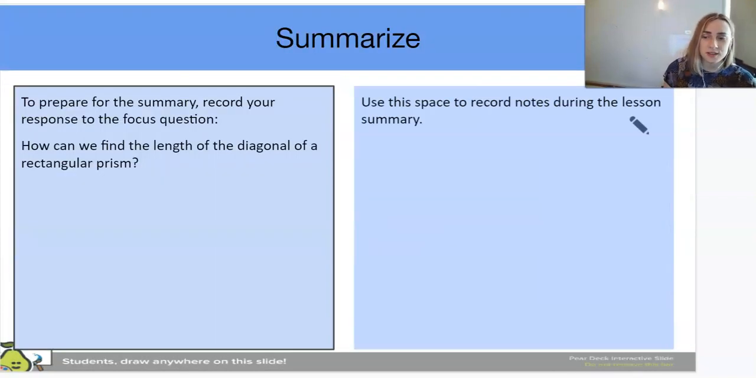So now that you've taken your time with slide F and you've made your generalization about the diagonal of rectangular prisms, we're going to summarize on slide G and go back to our big question for the lesson. You will be recording your response to the focus question on the left, and our focus question was, how can we find the length of the diagonal of a rectangular prism? So what you wrote for your generalization should help you here. And then as always on the right, you can use that space to record any notes from the lesson summary that you want to keep in mind for the future.